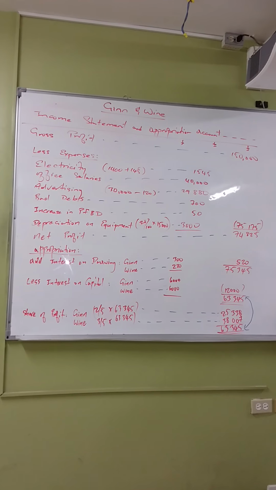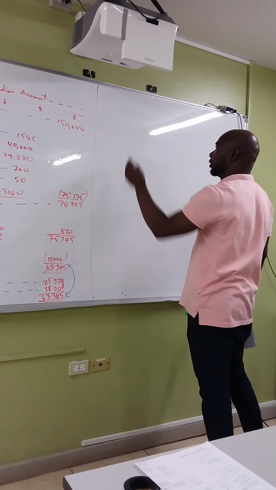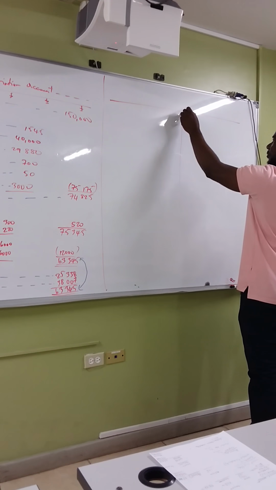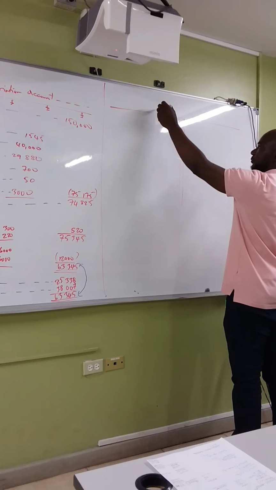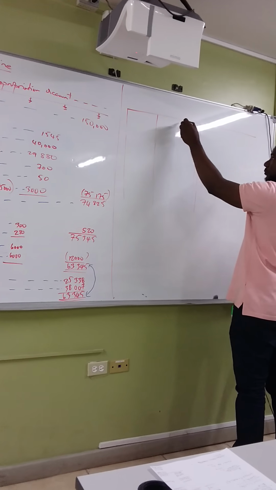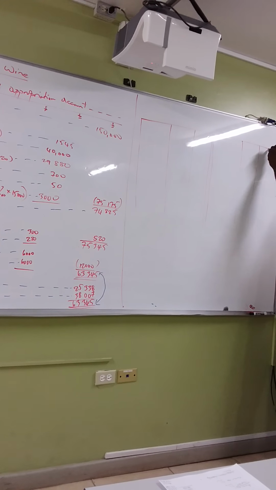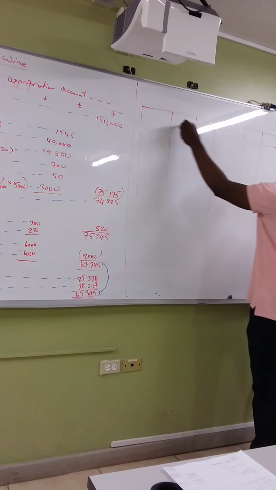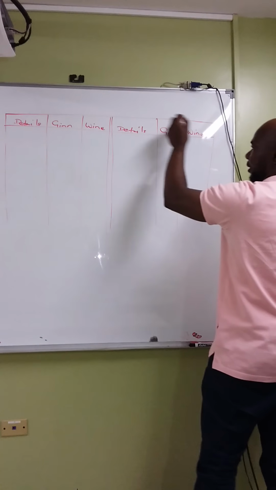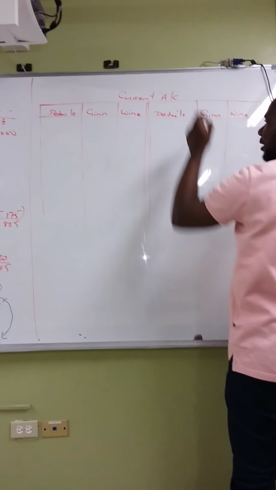So there goes the income statement as it relates to the question. Next, we're going to turn our attention to now doing the current account. So we're now looking at the current account. Gin, wine. Now we're now looking at the what? Current account. Right?